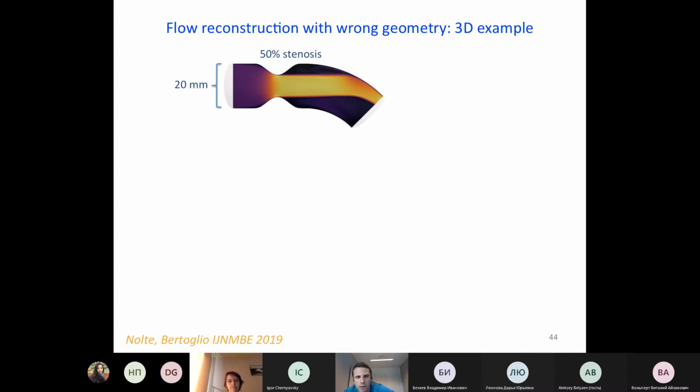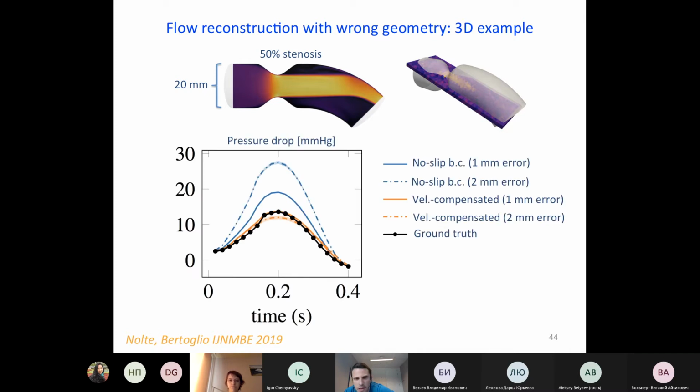So you have this flow with some stenotic vessel, and then we include the wrong geometry. So we have a wrong geometry, and we additionally add some velocity measurements. So this is what happens. So the ground truth.